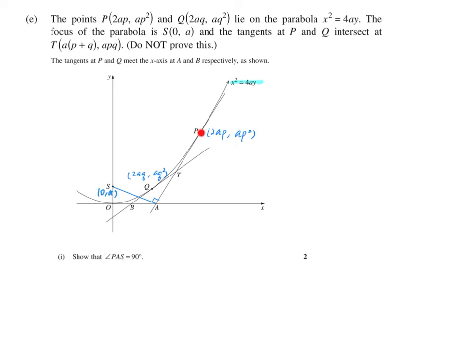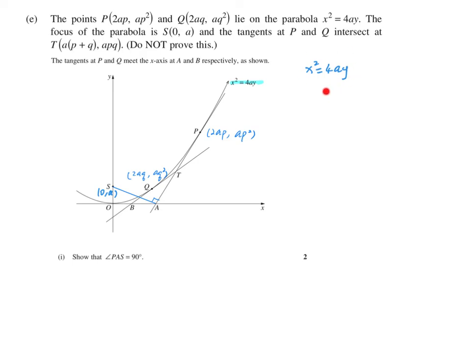The tangent to the parabola at P cuts the x-axis at A. The tangent to the parabola at Q cuts the x-axis at B. And question 1 asks you to show that angle PAS is a right angle. To be a right angle, the gradient of PA and the gradient of SA, the product of the 2 gradients must be equal to -1. Therefore, first of all, we have to find the gradient of PA and then the gradient of SA.